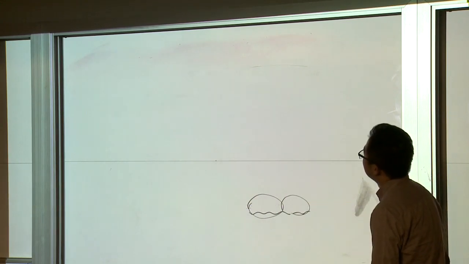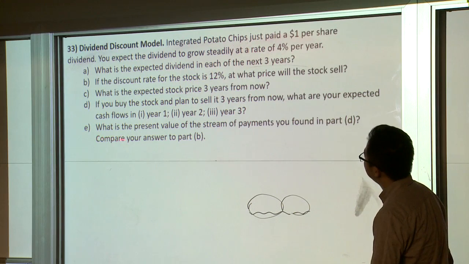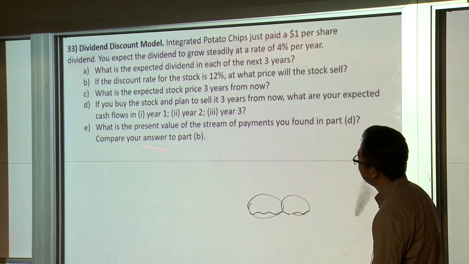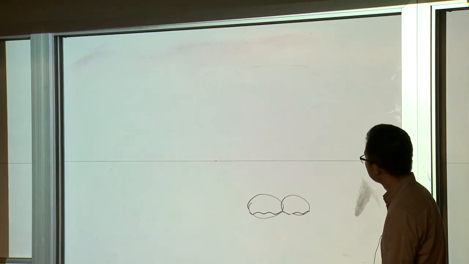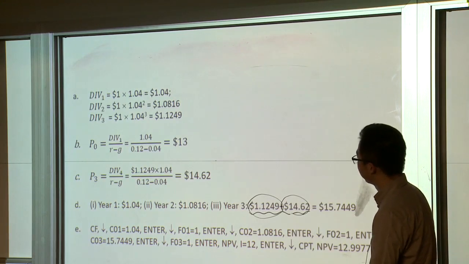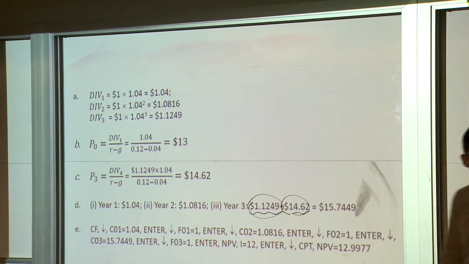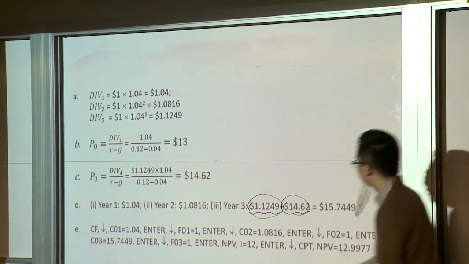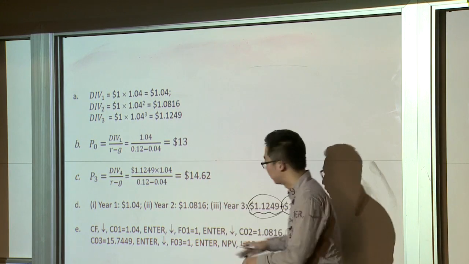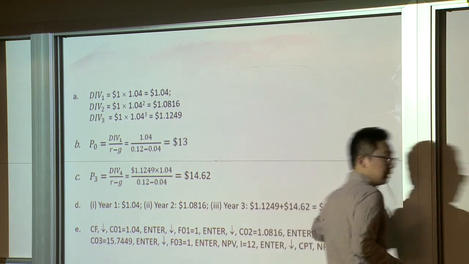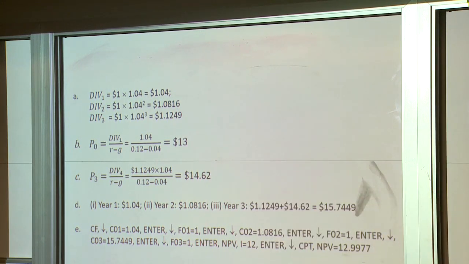All right, so next one. E, what is the present value of the stream of payments you found in part D? What is your present value of all these cash flows? We're going to use the CF function. This is complex cash flow. These are all the cash flows that happen in the future. Let's quickly do that.